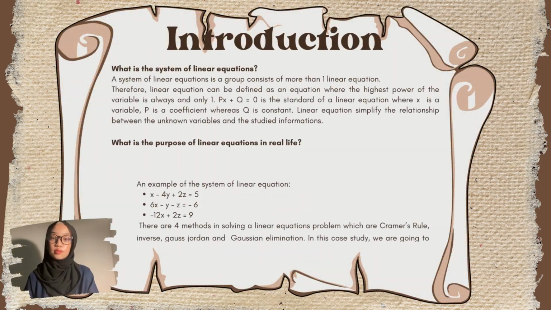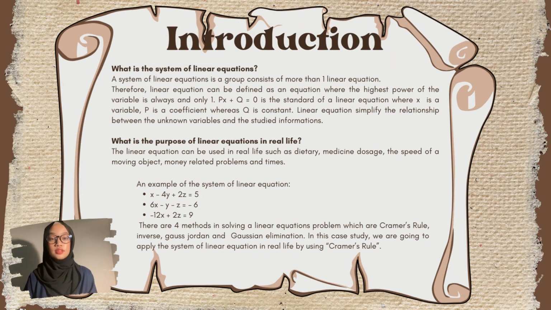What is the system of linear equation? A system of linear equation is a group consists of more than one linear equation. Therefore, linear equation can be defined as an equation where the highest power of the variable is always and only 1. Px plus q equals to 0 is the standard of a linear equation, where x is a variable, p is a coefficient, whereas q is constant.